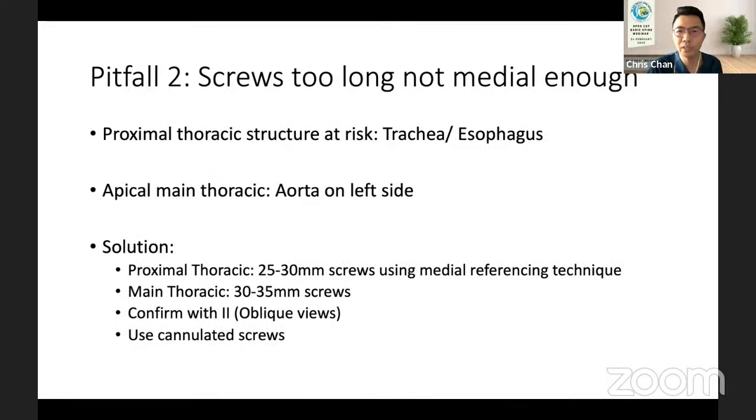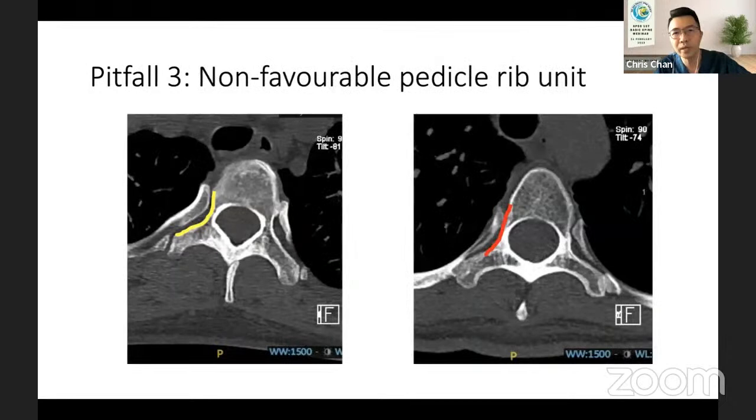Over the main thoracic spine, use 30 to 35 millimeter screws. Always confirm with II and use cannulated screws. Pitfall three is to recognize non-favorable pedicle rib unit. The yellow part shows there's a nice step to engage the probe, whereas the red line shows that there is no step to engage the probe.